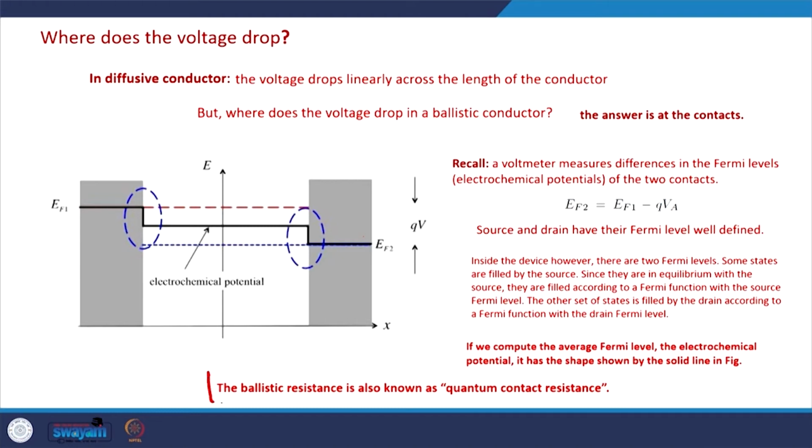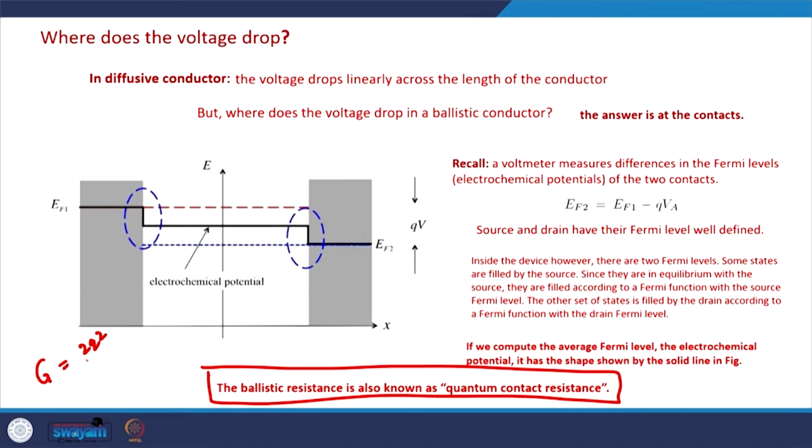So this essentially concludes our discussion on electron transport. There is this minor point that we generally need to know: the ballistic quantum conductance is this, and the inverse of this is the ballistic resistance. It is also known as the quantum contact resistance, because this resistance arises because of the contacts, not because of the channel. That is why it is also known as the contact resistance in the ballistic case. So this essentially completes our discussion on ballistic and diffusive transport.